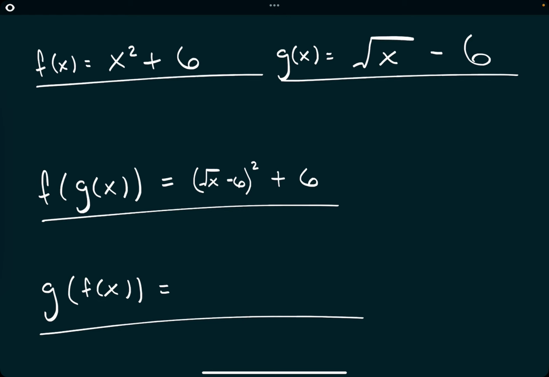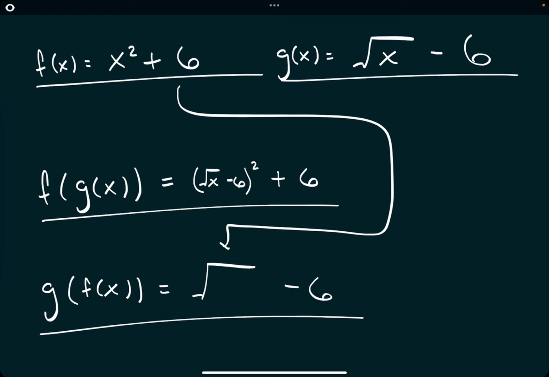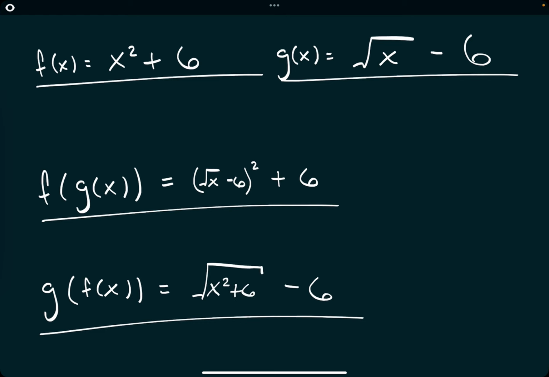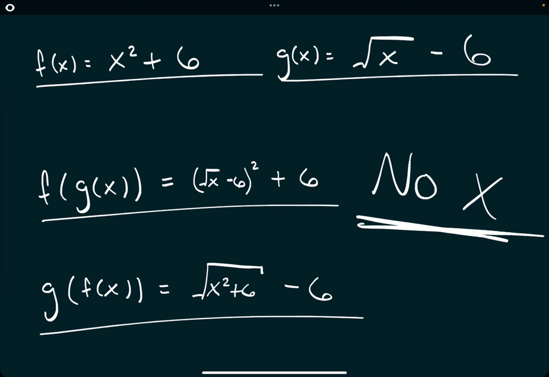So now let's just confirm this by finding g of f of x. g looks like this. We plug in f in place of x. We can't really simplify what's going on here. In other words, this is not going to equal x by any means. So in this case, we say no, these are not inverses of each other because f of g of x does not equal x, nor does g of f of x.